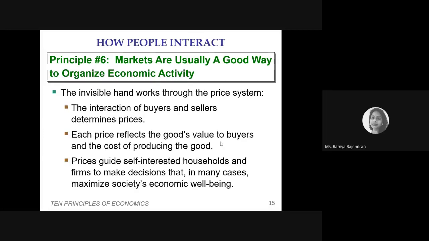So this market determines the price. How much I can sell, how many products I can sell, at what price and everything. So each price reflects the good's value. It's not that if people can buy soap for 100 rupees, then I have to sell soap for 100 rupees only. So I have to reduce my cost of production of soap to 80 rupees, so that I can sell at 100 rupees and get 20 rupees margin as a profit.